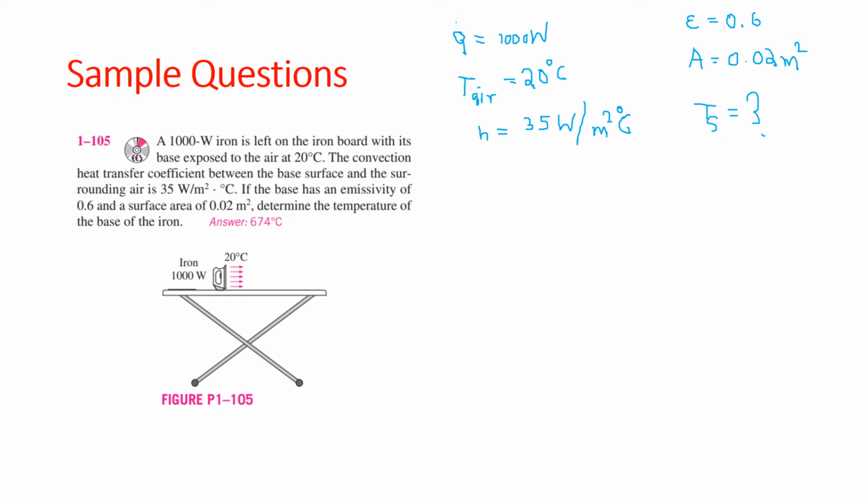Okay, so let me change the color. Here we have two modes of heat transfer: convection and radiation. So the mode of heat transfer over here is convection plus radiation. We wrote all the given information from the question. The question is to find this surface temperature, Ts, which is unknown.